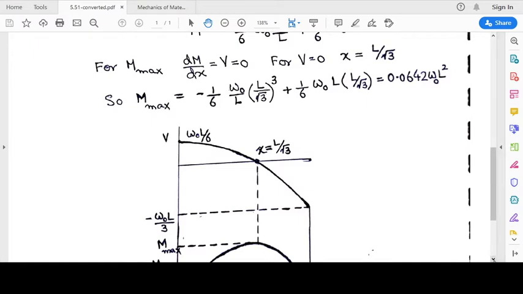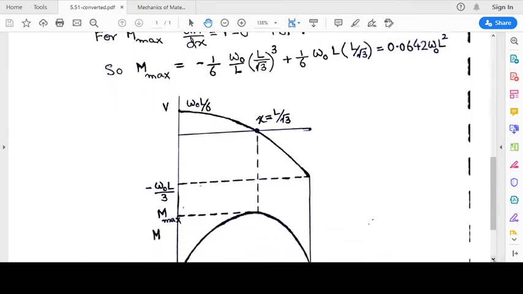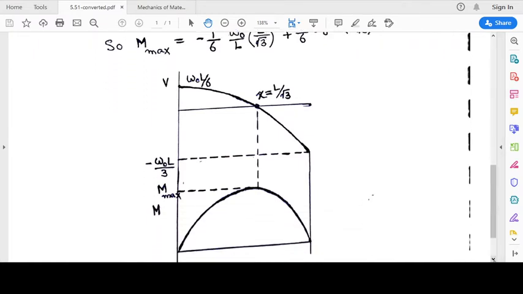Then we go to the bending moment, and as we know, at the two extremes, at points A and B, the value of bending moment would be equal to 0 because there is no externally applied couple at these two ends. So the value of bending moment is going to be 0 at this point, and 0 at this point, at A and B.